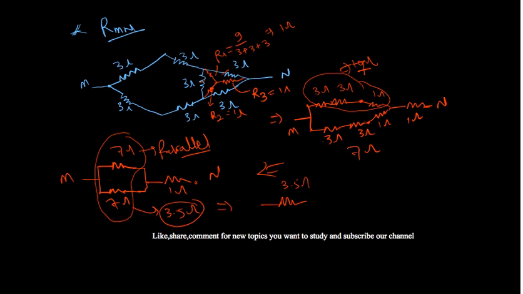So if you see the MN terminal, Rmn will be: 3.5 and 1 are in series. So this will become 4.5 ohms. So like this you can solve any type of circuit to calculate equivalent resistance.